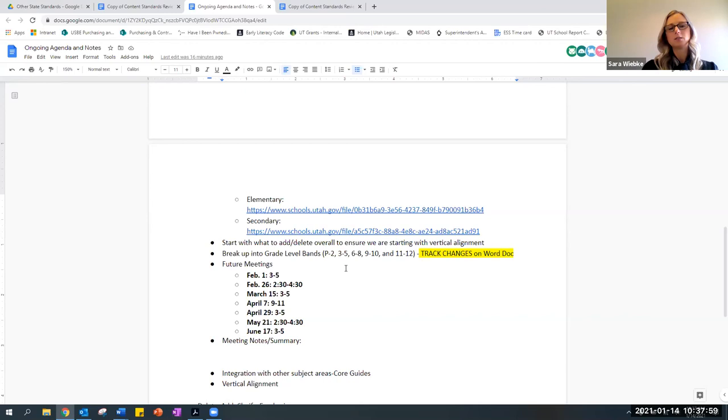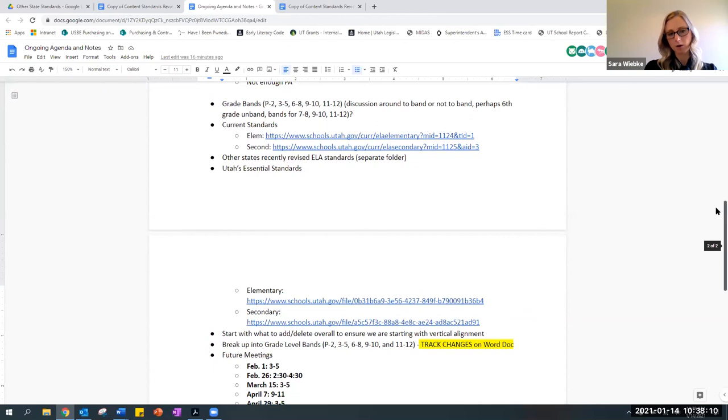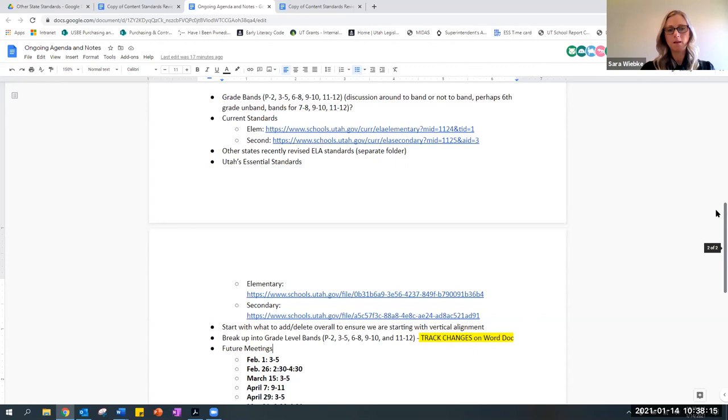So knowing that, and knowing we've had such good conversations around to band, to not to band, and third and sixth grade being in different realms, the next steps are, we want you to look at the current standards, and we want you to look at the Utah Essential Standards. This would include the preschool standards, and we also want you to look in that folder that I was showing earlier that has the other state standards.